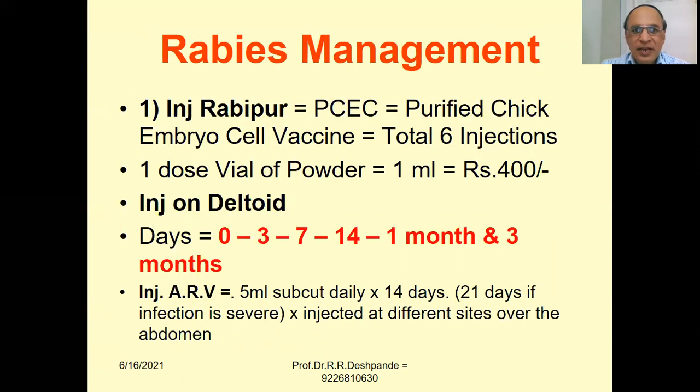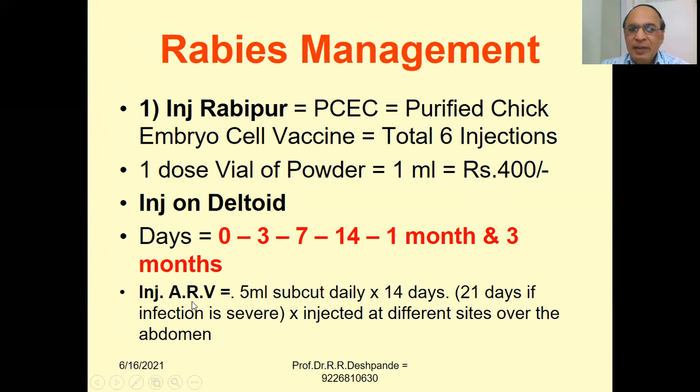Rabies management: Injection Rabipur, that is purified chick embryo cell vaccine, PCEC. A total of 6 injections has to be given. One dose vial of powder, 1 ml, costs rupees 400. The injection is given on the deltoid. First day, then third day, 7th, 14th, then 1 month and 3 months. This schedule should be remembered. Of course, the doctor always remembers this, but the student must remember it while writing the answer to this question. 0, 3, 7, 14, 1 month and 3 months.